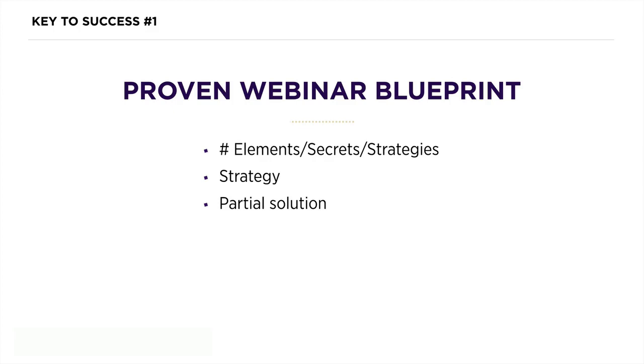There are 3 tried and true webinar blueprints, and they are: first, the set number, usually 3 to 5, of elements or secrets or keys or strategies that comprise your solution. The purpose of this blueprint is to allow you to address the most common misconceptions, ideas, or knowledge that your audience needs to have addressed before they'll be ready to buy.